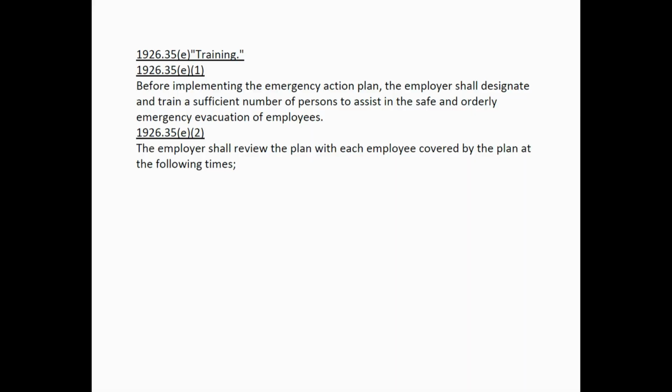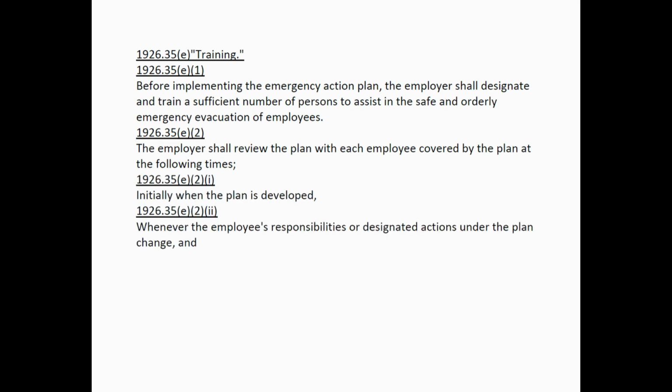Echo 2. The employer shall review the plan with each employee covered by the plan at the following times. Initially, when the plan is developed, whenever the employee's responsibility or designation actions under the plan change, and when the plan is changed. Pretty simple, right? You first make the plan, and then when they get on the job site, and then when something changes.